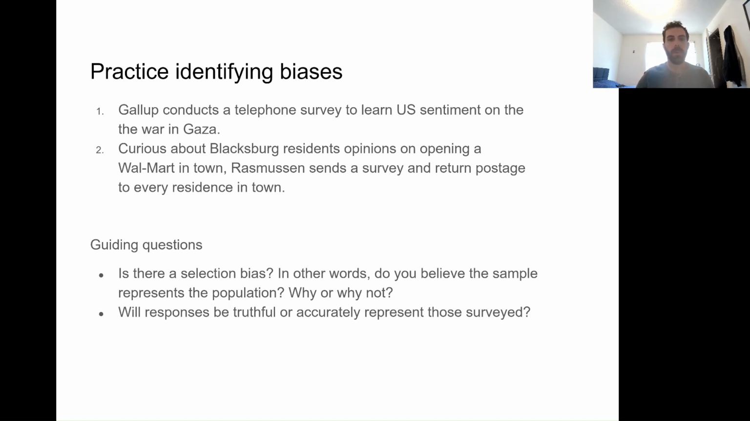So here's an example that's more specific to you guys. Rasmussen is curious about what people in Blacksburg think of the idea of opening a Walmart in town. So they send out a survey. They include return postage, so there's no cost to send it back, and they mail it to every resident in town. Take a minute, and there's a few types of bias that come to my mind here, and I'm curious to hear what you think. And if you think of something that I didn't even mention, please leave it in the comments for other people to see and review.